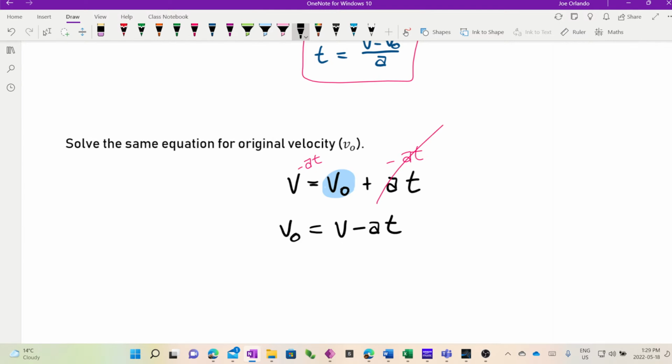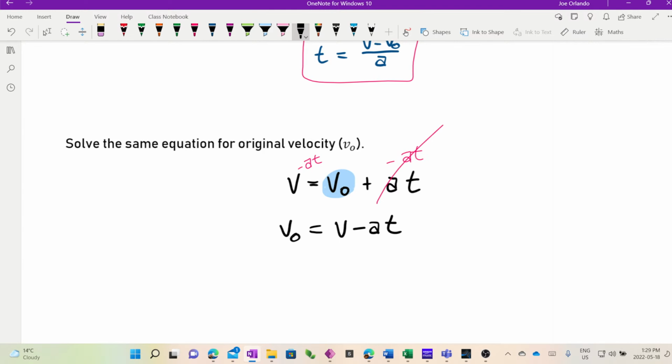You'll notice, by the way, that I'm in the habit of always putting the thing I'm looking for on the left. You don't have to do that, but you should. It's going to make your life a lot easier. It's a good habit to build. Just put the thing you're looking for on the left, and don't get fancy about it.